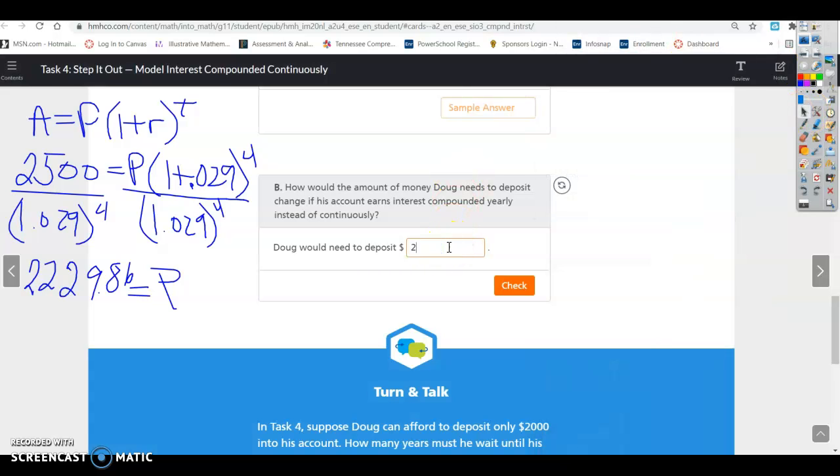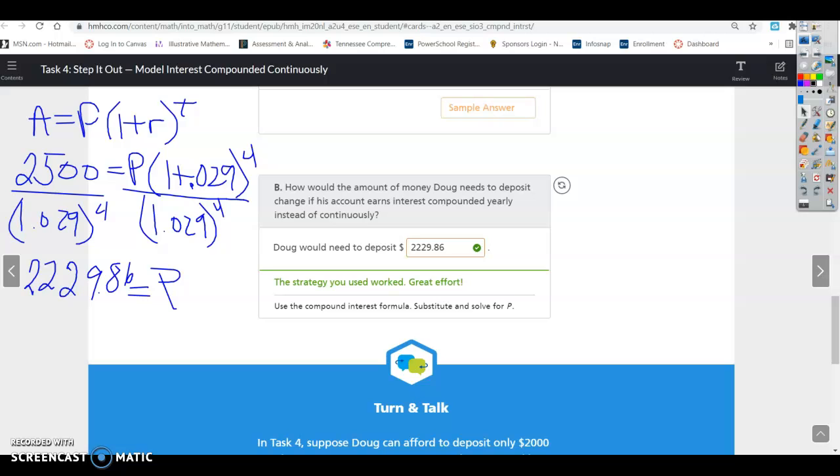All right, let's see if I can get that in there before time runs out. So 229.86. That's how much he would have to deposit if he used the different formula. All right, if you have any questions on compound interest or compound continuous interest, please let me know.